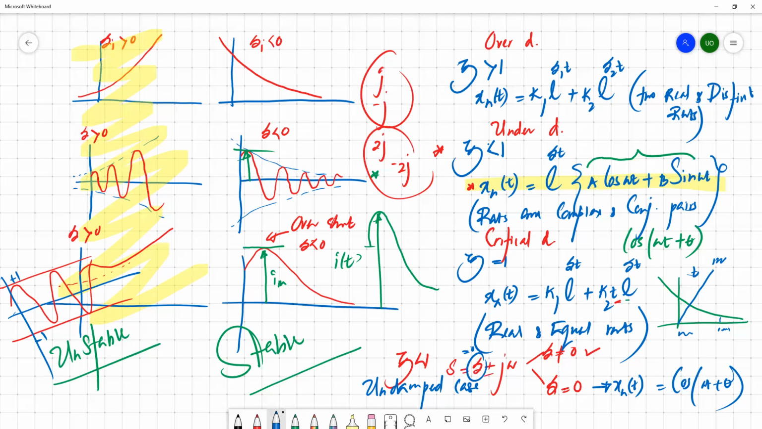If those roots are real and distinct, you can write the natural response as a sum of two exponentials. If those roots are complex and conjugate, you can plug in e to the power sigma t times a cos omega t plus b sin omega t model. If those roots are equal, you know that this is a critically damped scenario. So the response is k1 e to the power sigma t plus k2 t e to the power sigma t.